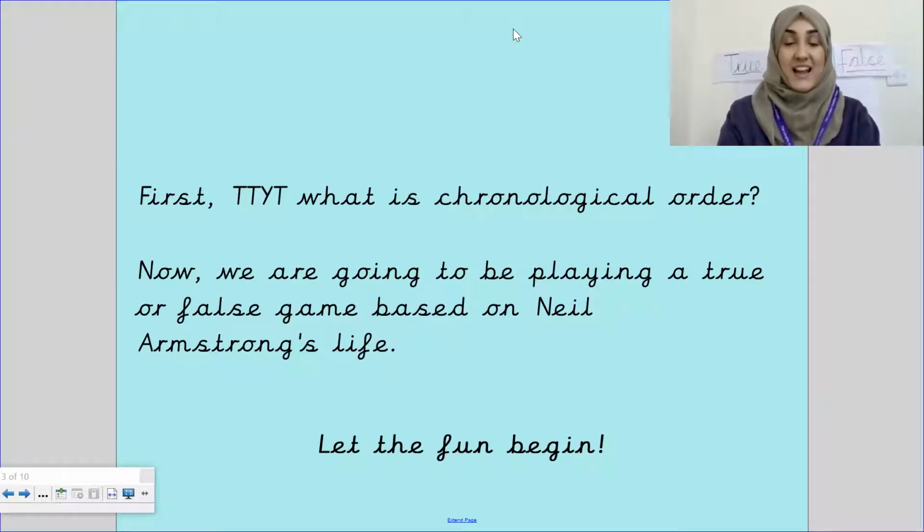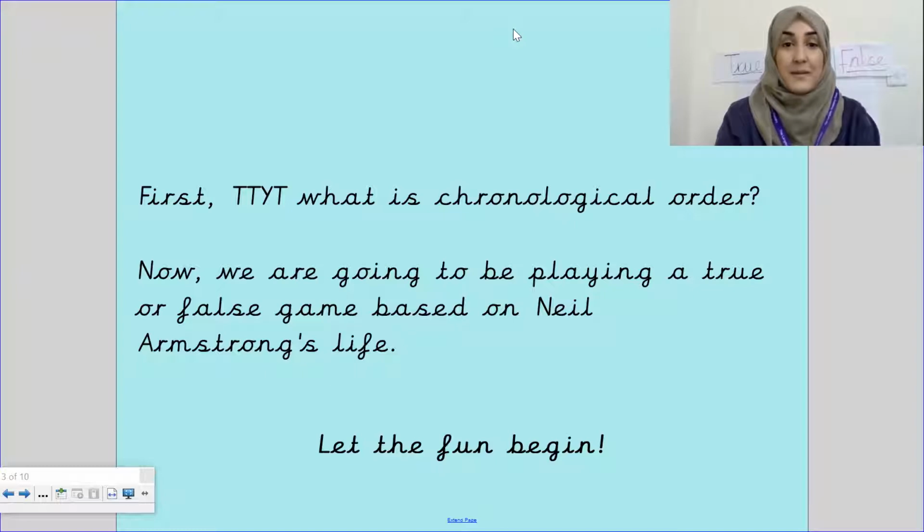Let's begin. And I'll give you a hint. Our game is based on Neil Armstrong's life. So I will be asking you questions about Neil Armstrong's life and about the timeline, some of the key events on the timeline that we did yesterday. So you might want to check through your timeline very, very quickly. If you're feeling confident, let's begin.